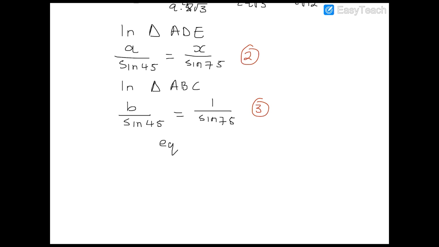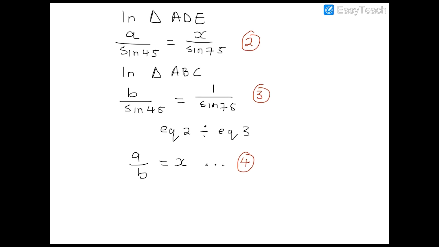So equation 2 divided by equation 3. I immediately get a over b is equal to x. Okay, so I have two solutions for x. I have a over b, which I'm going to call equation 4.